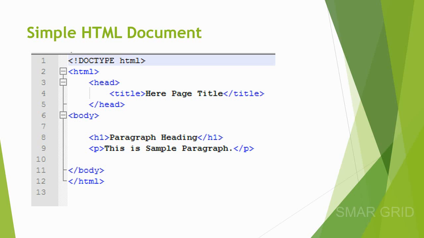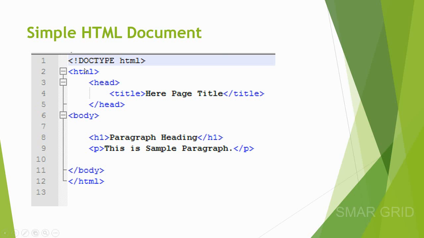In the body tag, we have H1, which is the paragraph heading tag, and the paragraph tag is a simple paragraph. It holds the text we display, and for this paragraph we have a paragraph heading. Every H1 tag has an ending tag, and the same way for paragraph we have an ending tag, for body we have an ending tag, and for HTML we have an ending tag.